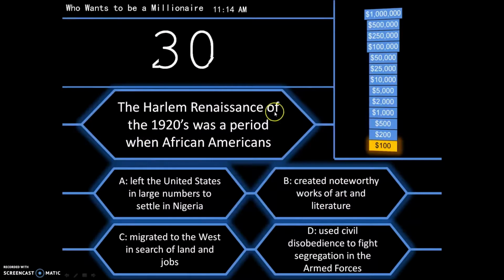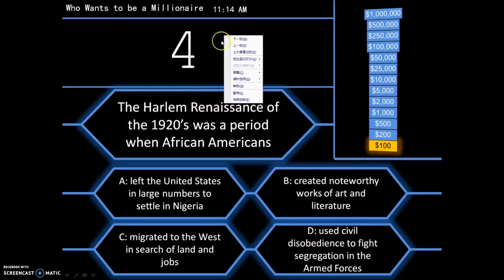The Harlem Renaissance of the 1920s was a period when African Americans A. left the United States in large numbers to settle in Nigeria. B. created noteworthy works of art and literature. C. migrated to the West in search of land and jobs. D. used civil disobedience to fight segregation in the armed forces.